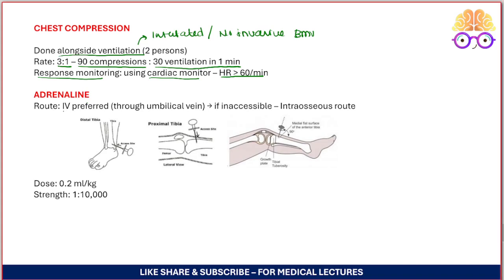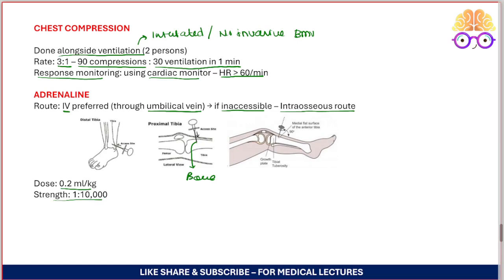The preferred route is IV, which is through the umbilical vein, and if inaccessible, we have the intraosseous route. So here you can see over the intraosseous route, we put it into the bone. Okay, it is inserted into the bone, and then the IV fluids are administered. Okay, and what is the dose? The dose of the adrenaline is 0.2 milliliter per kg, and the strength is 1 in 10,000.